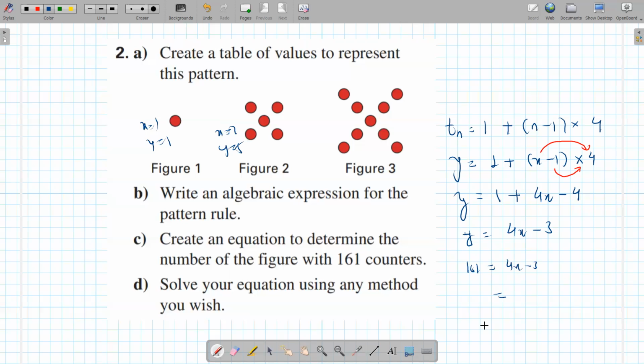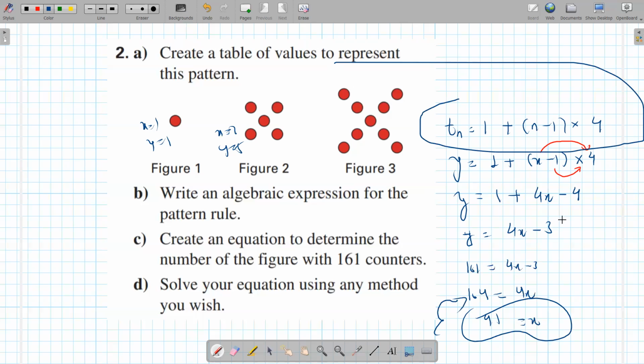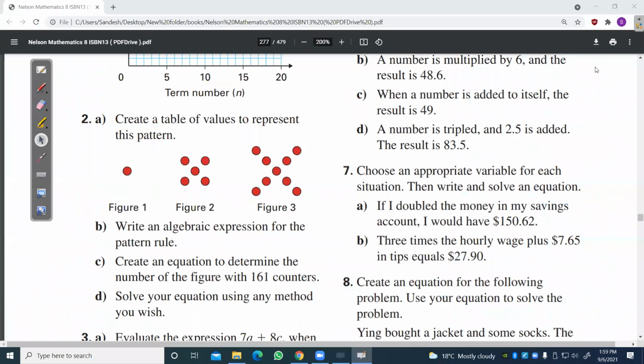You add 3. 164 equals 4x, and then what? And then you divide by 4. Yeah. So the answer is 41. So figure number 41. So what does this mean? This means figure 41, when you keep going, will have 164 counters. The red little tiles. Okay? Not bad, right? Once you remember this, the equation is very simple. It's just coming up with the equation that is the more difficult bit.